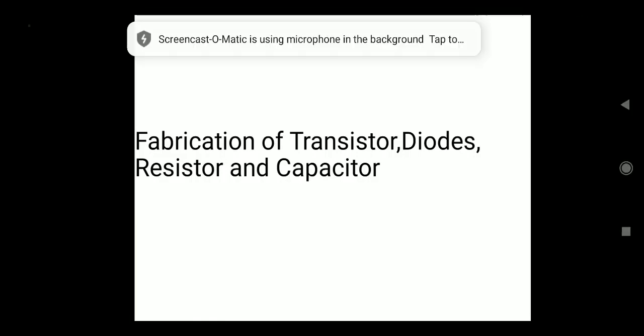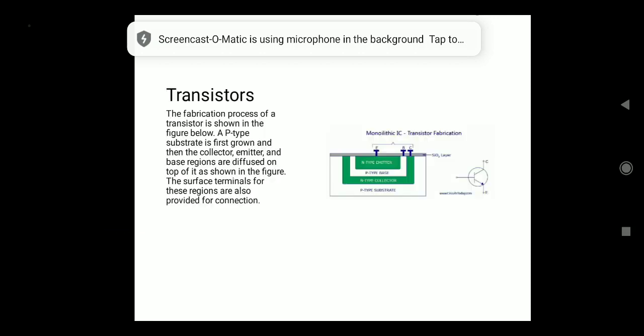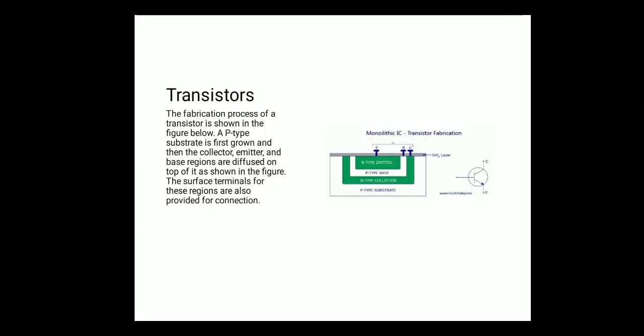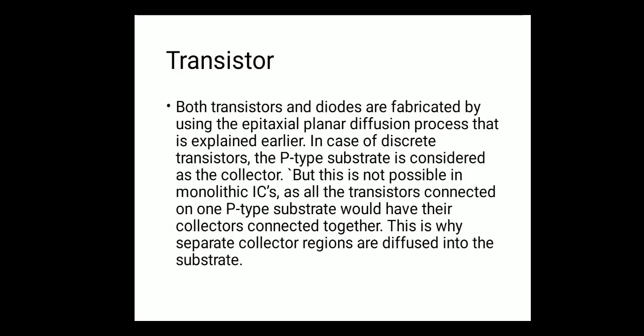Fabrication of transistors, diodes, resistors and capacitors. Transistor. A transistor may have a p-type, n-type, emitter, collector and base region. As shown in the diagram, a p-type substrate is first grown and then the collector, emitter and the base regions are diffused on top of it. Both the diodes and the transistors are manufactured by the process called epitaxial planar diffusion process.